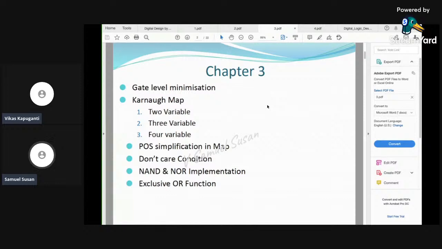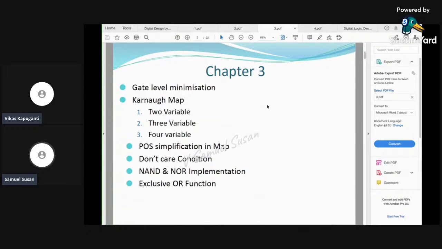First of all, if you understand two variable, practice more problems in three variable and four variable, and also NAND and NOR implementation. That is the end of this chapter. We'll explain that on the board. We have a whiteboard here. So if there are any doubts in the K map, first we discuss that and then we go with NAND and NOR. And also in K maps, another small important concept is the don't care condition. How the don't care condition is actually implemented.